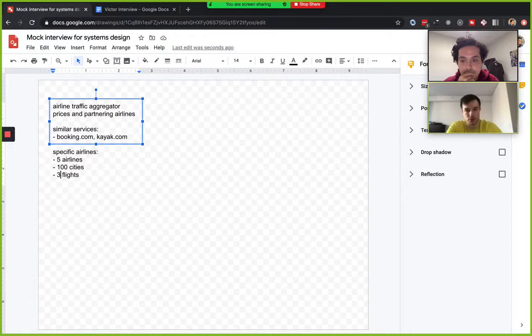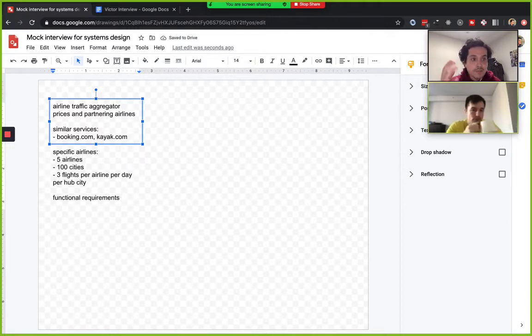Okay, yeah. So three. Okay, so 3 flights per airline per day per hub city. And then for the specific functional and non-functional requirements of the program, I'm assuming, because of the transactional nature and pricing information for flights, especially with customers buying tickets, we want the data to be highly consistent. Correct?